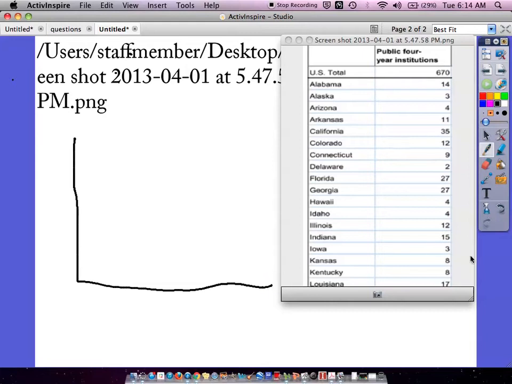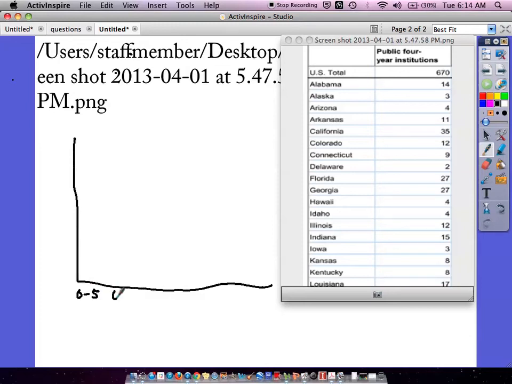And I'm looking on here, and Delaware only has 2 public institutions, Delaware State. Iowa has 3, so those are the smaller numbers. And we have to get all the way up to California, who has 35. So what I'm going to do is go by 5s the first time we do this. So one of my categories is going to be 0 to 5 four-year public colleges.